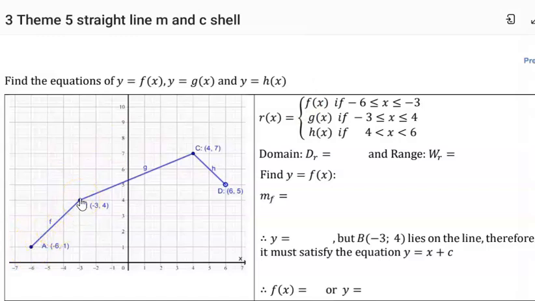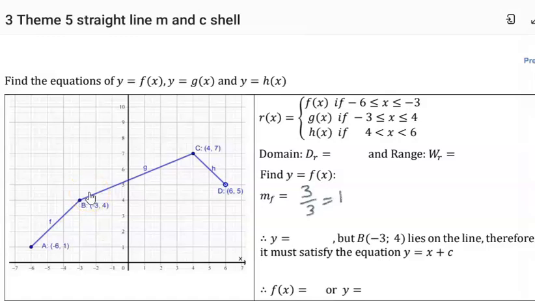First of all, f of x is just that piece from A to B. If we look at A and we want to reach the point B, then we can go 1, 2, 3 in the positive y direction and 1, 2, 3 in the positive x direction. So m of f, the change in y will be 3 and the change in x will be 3, so the slope is 1. Okay, do we know what the c value is?